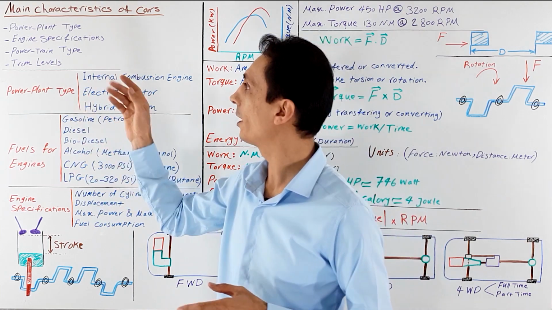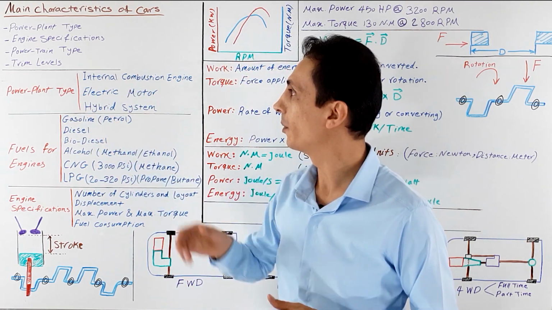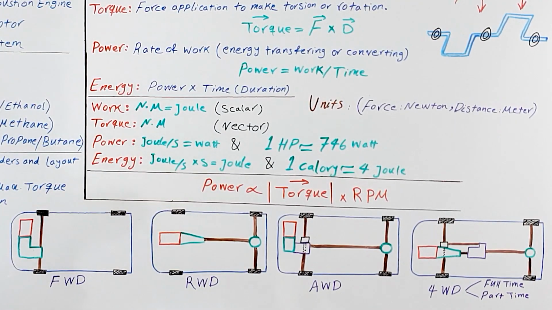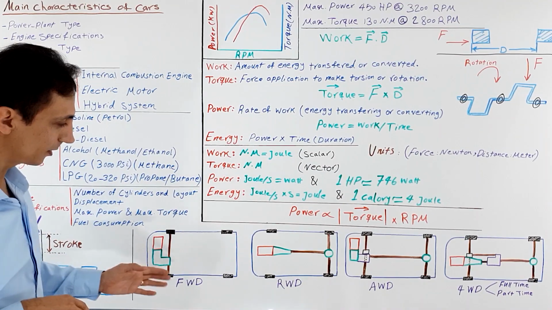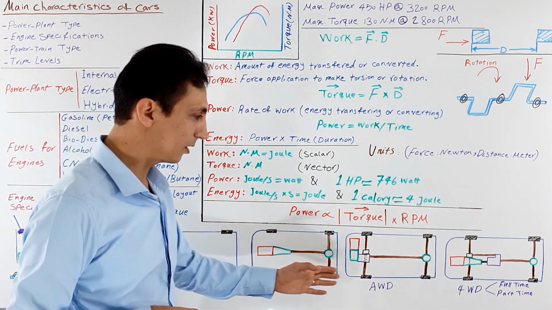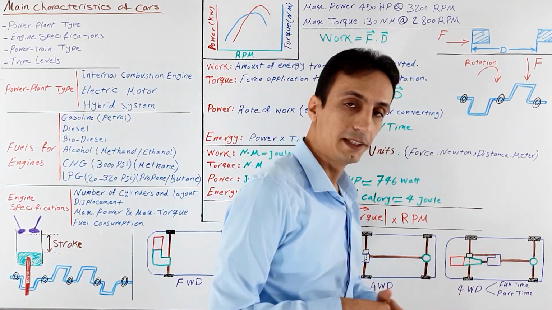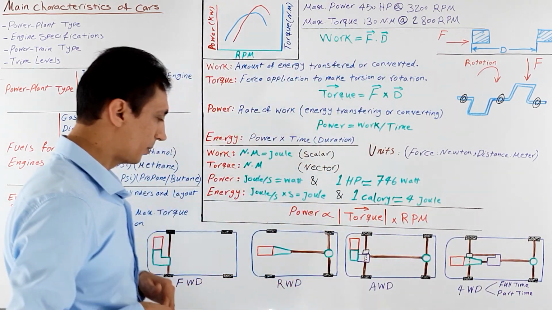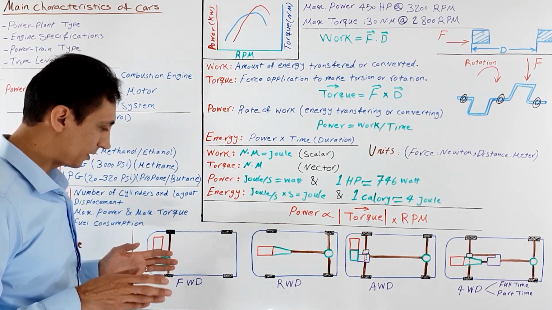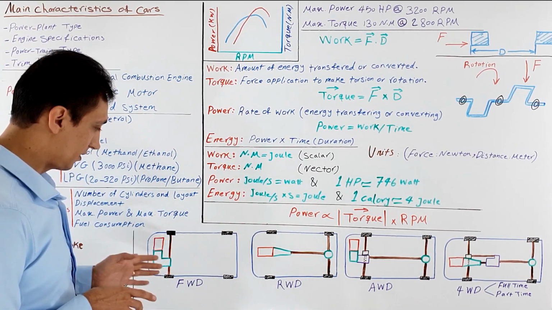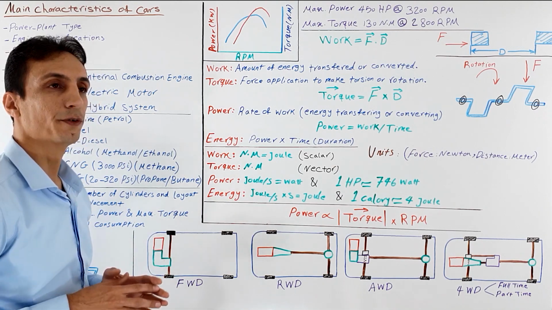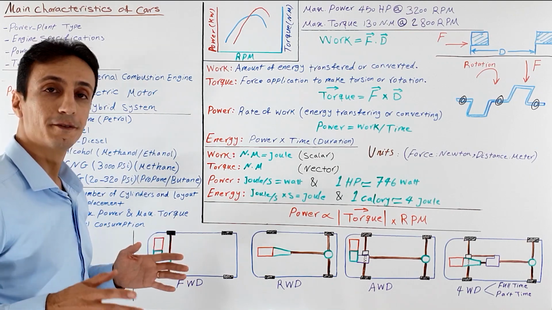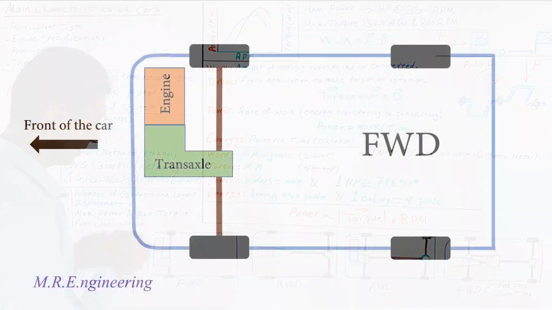Okay, after power plant type and engine specifications, we go to powertrain type. Here I have drawn all types of the powertrains that can be used on almost all automobiles, and they are front-wheel drive, rear-wheel drive, all-wheel drive, and four-wheel drive. That four-wheel drive itself is divided into two types, full-time and part-time four-wheel drive system. But if you look at the cars around you, you can find out that the most common type is this one. Front-wheel drive system is very suitable for city and highway driving and also for commuting. And for those who are looking for a car with fuel efficiency, this one is the recommended one.